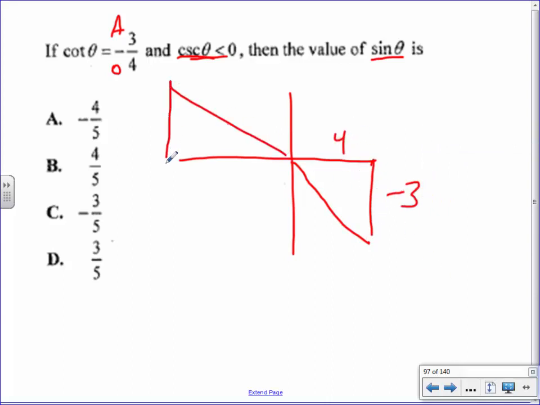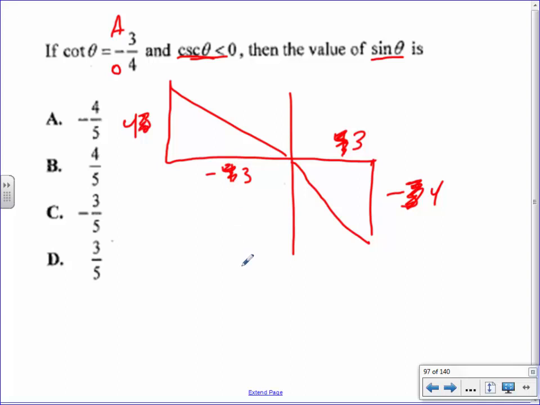Or it could also be in this quadrant right here, where it would be a negative 4 and a 3. I screwed that up though, didn't I? Yeah, I screwed that up. Sorry, let me fix all that. This should be the 3. That should be a negative 4. This should be a 3. That should be a positive 4. You guys will see where I made the mistake. I did the wrong sides.